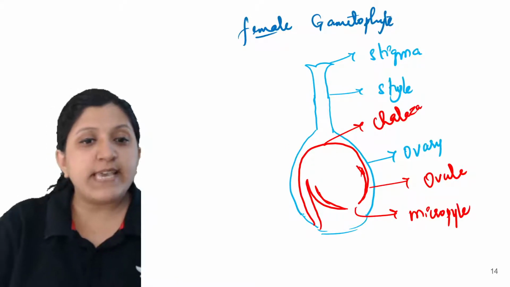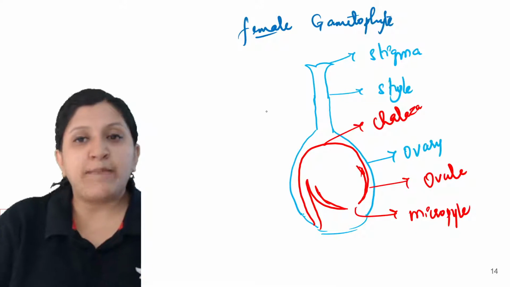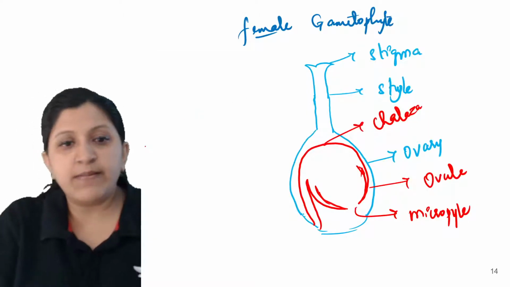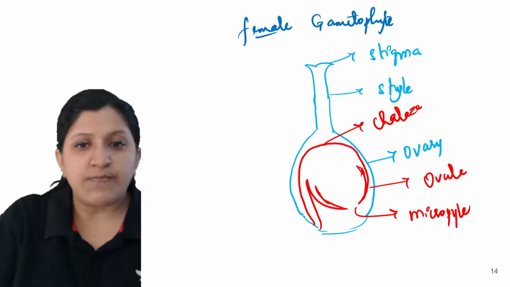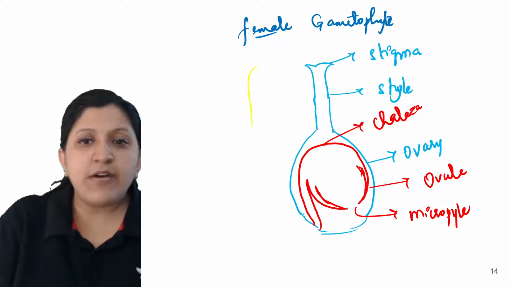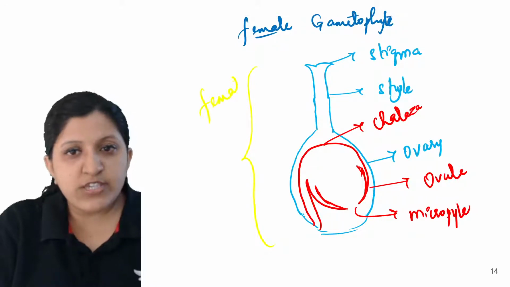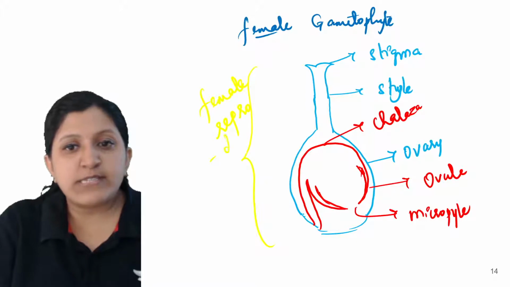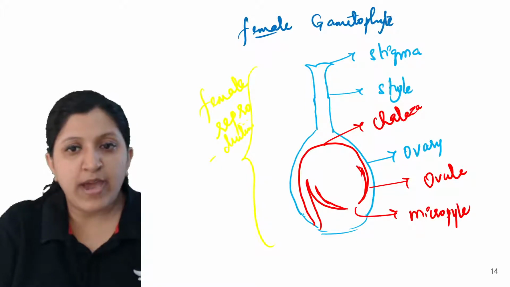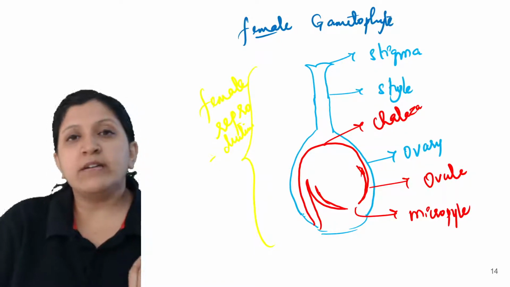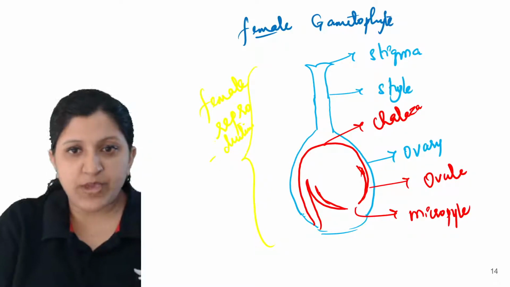So now in this case we need to observe the male gametophyte. This whole thing which I have drawn here, this is basically a female reproductive part. We are going to discuss the female gametophyte, which has the female gamete, that is the ovum. So this is the female reproductive part.